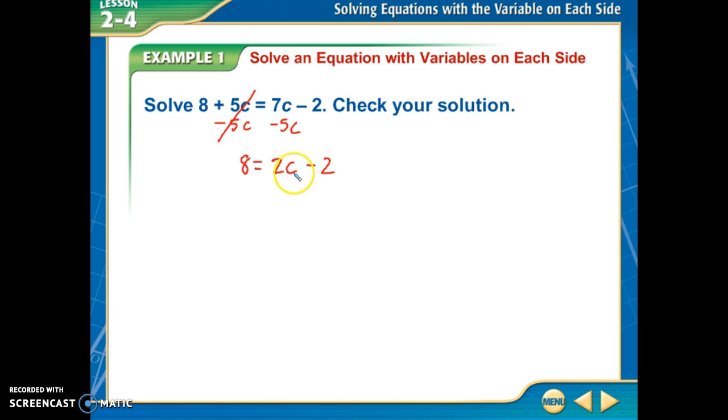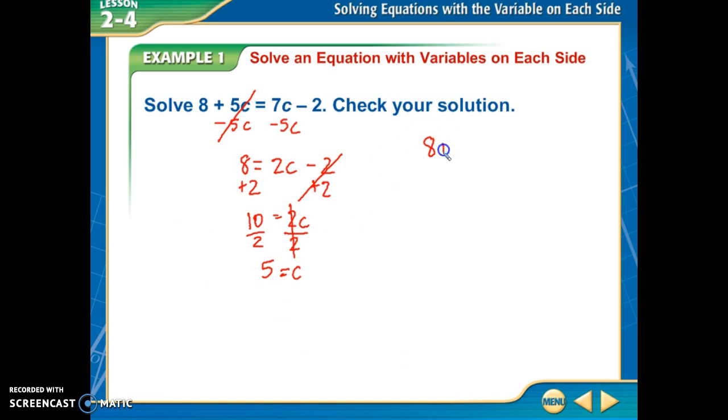Now I want to slowly get c by itself, so I'm going to move the 2 first. We're farthest away from c, so we work to get closer. So I get 10 equals 2c, and then divide by 2, so c equals 5. It says check your solution, so that just means plug it back in and make sure it works.